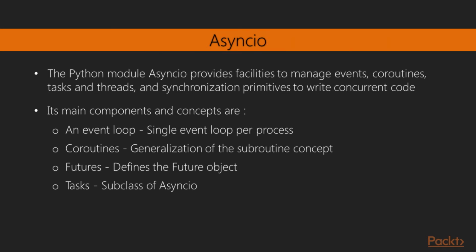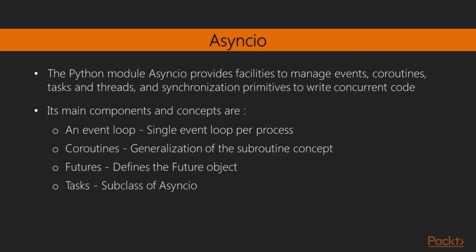The Python module asyncio provides facilities to manage events, coroutines, tasks, and threads, and synchronization primitives to write concurrent code. The main components and concepts of this module are: 1. An event loop. The asyncio model allows a single event loop per process. 2. Coroutines. This is the generalization of the subroutine concept. Also, a coroutine can be suspended during the execution so that it waits for external processing, some routine in I/O, and returns from the point at which it had stopped when the external processing was done.